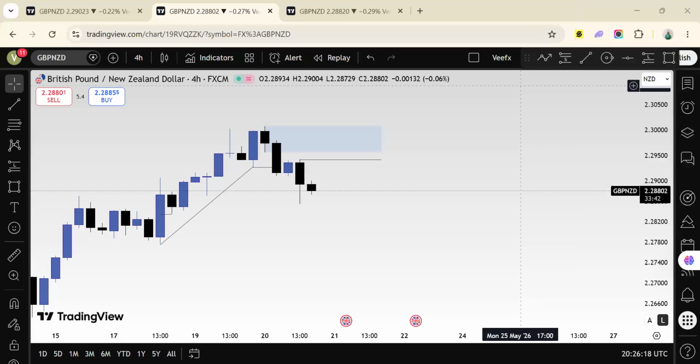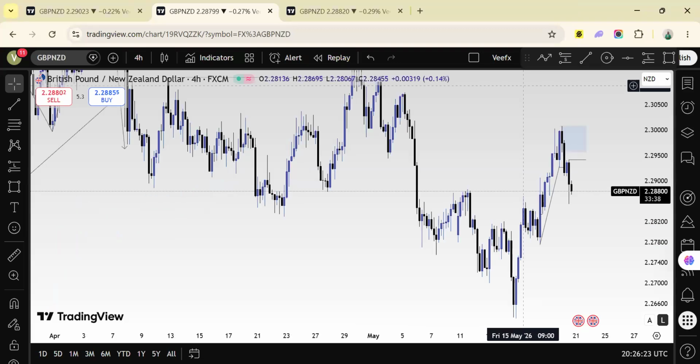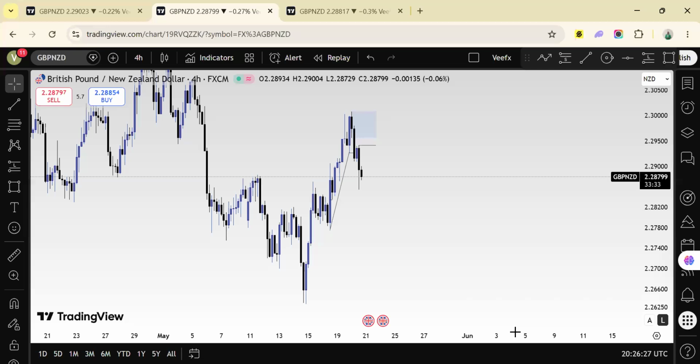All right, so let's proceed and get started, right? Now, the first topic in this technical analysis class, the first topic we're going to be dealing with is market structure. Market structure is the first topic that we're going to be dealing with.